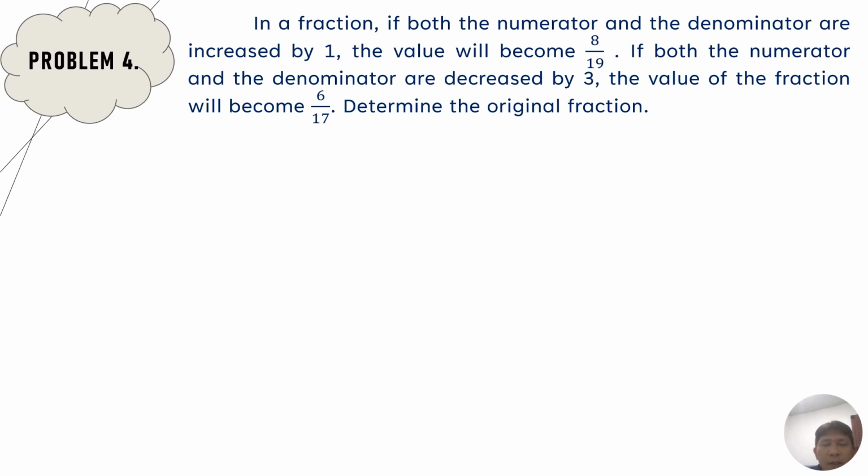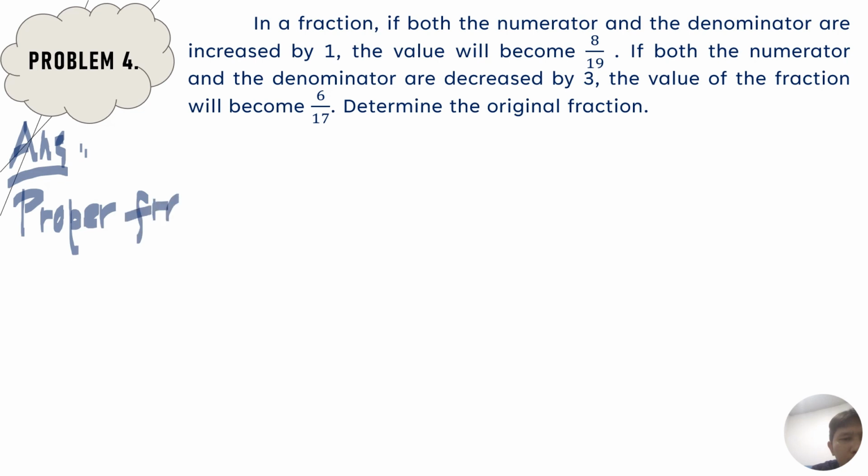Problem number 4. In a fraction, if both the numerator and the denominator are increased by 1, the value will become 8 over 19. If both the numerator and the denominator are decreased by 3, the value of the fraction will become 6 over 17. Determine the original fraction. Okay, let's answer it. Let's say that the proper fraction according to this case is A over B.